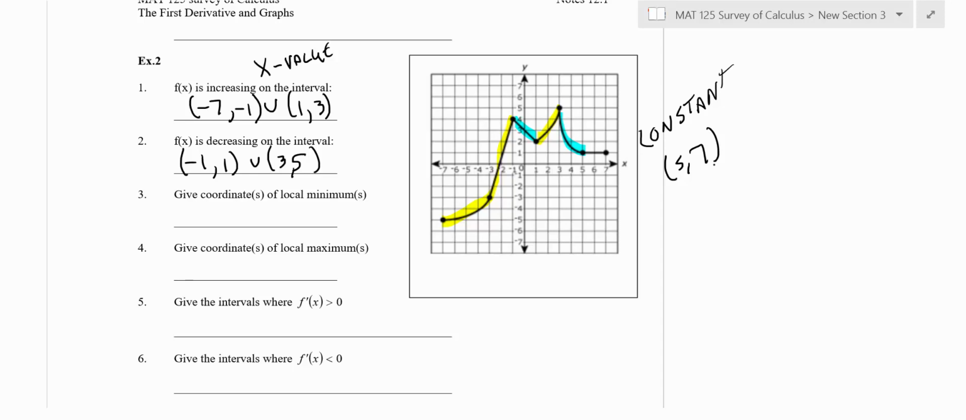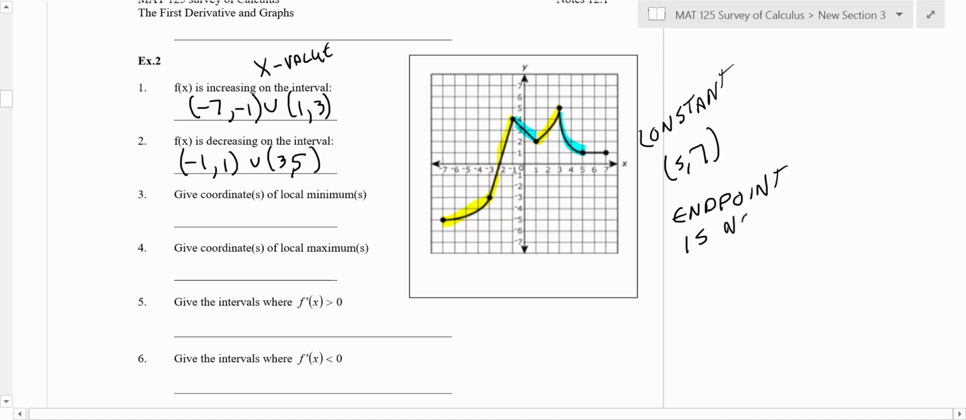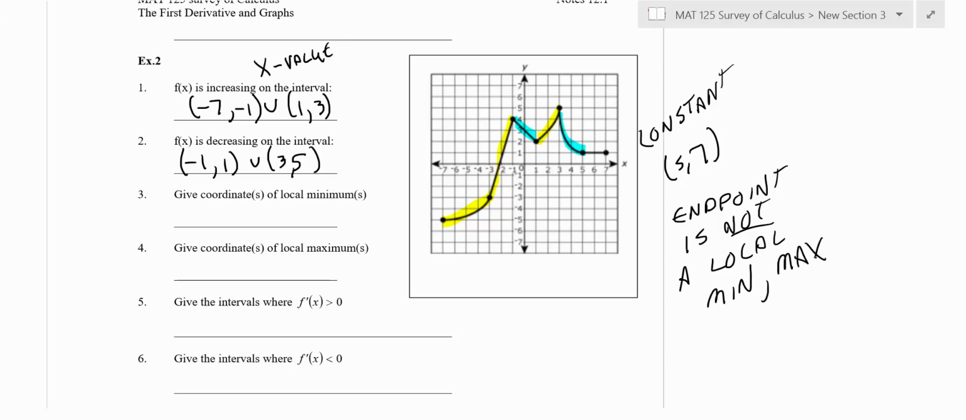How many? 1. Okay, an endpoint is never a local minimum, and that's a good thing to write down. An endpoint is not, and we're talking about what we call a local min or a local max. It's not endpoints, because remember what a minimum is: the graph has to go from decreasing to increasing. It's got to have something going on the left and something going on the right. So the only min would be there.